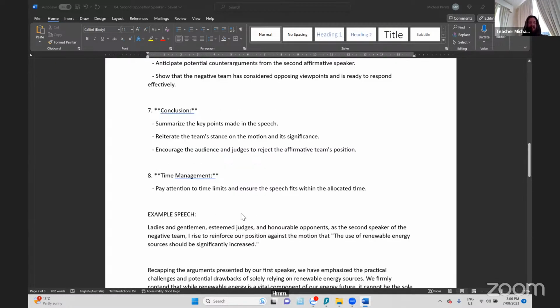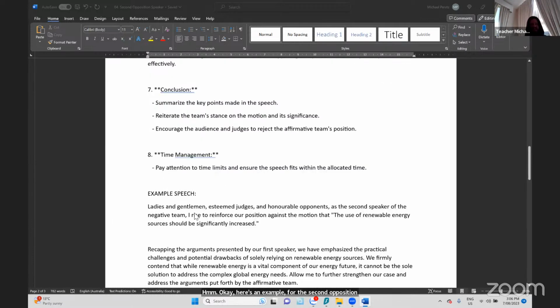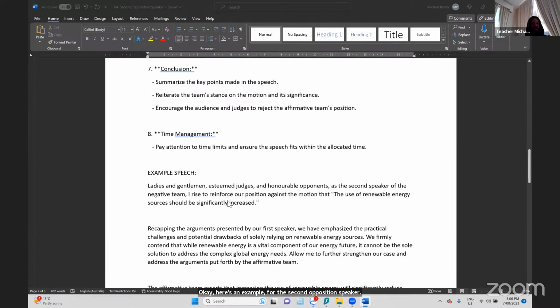Okay, here's an example speech for the second opposition speaker. Ladies and gentlemen, esteemed judges and honorable opponents, as the second speaker of the negative team, I rise to reinforce our position against the motion that the use of renewable energy sources should be significantly increased.